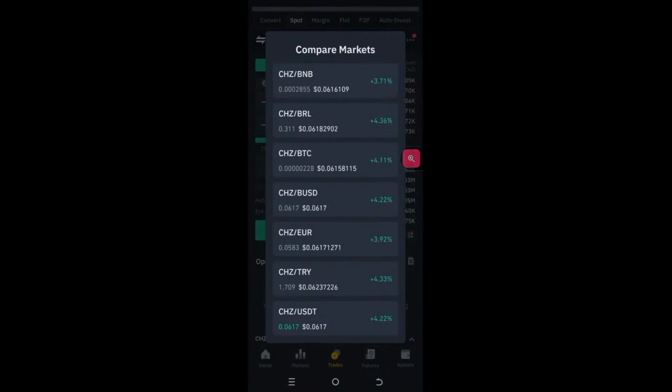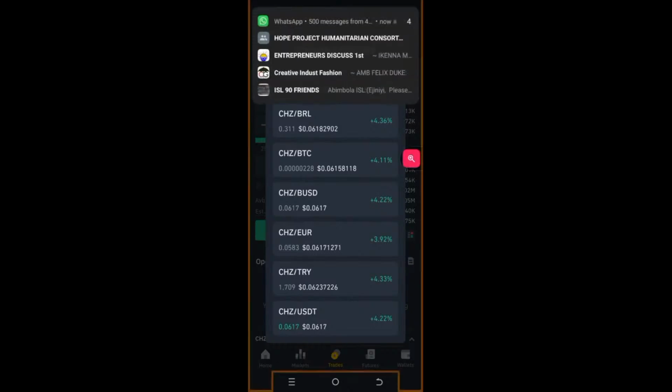Looking at this, which one is the cheapest price? You have to look for the cheapest price. We can see that it looks like BTC at 0.0615. We have 0.0618 as BRL. We have 0.0616 as BNB. Then where's the USDT? USDT is 0.0617. Let me show you that.